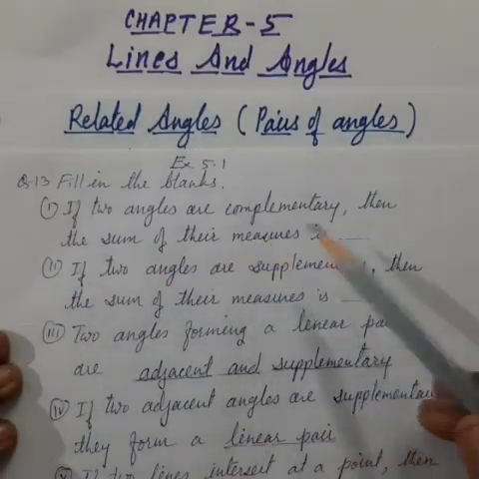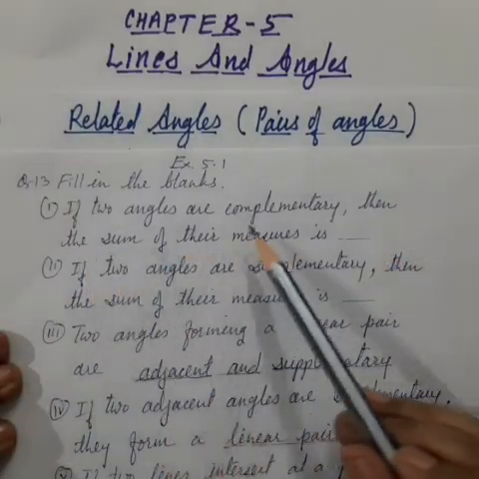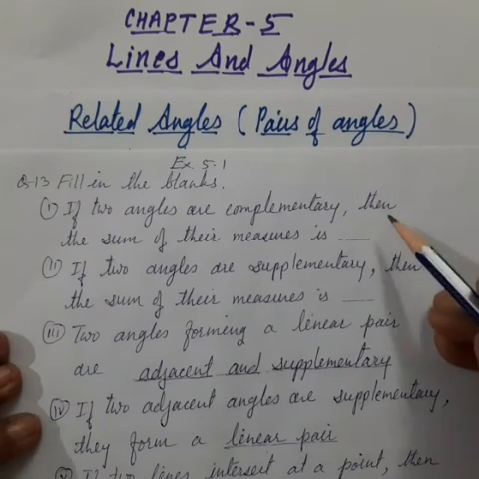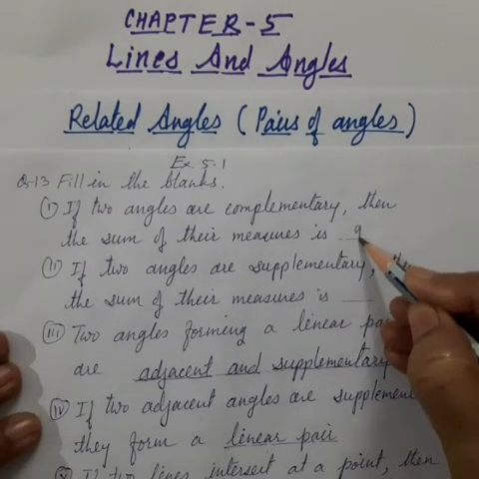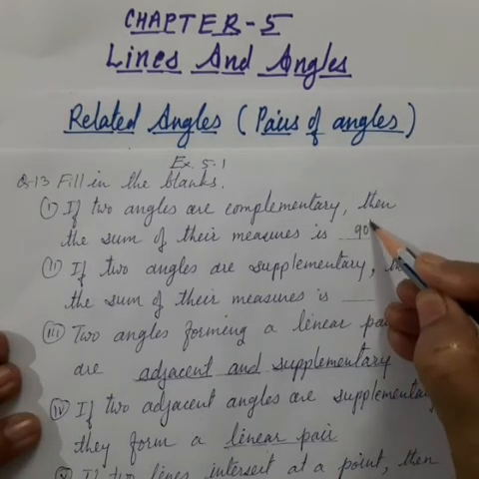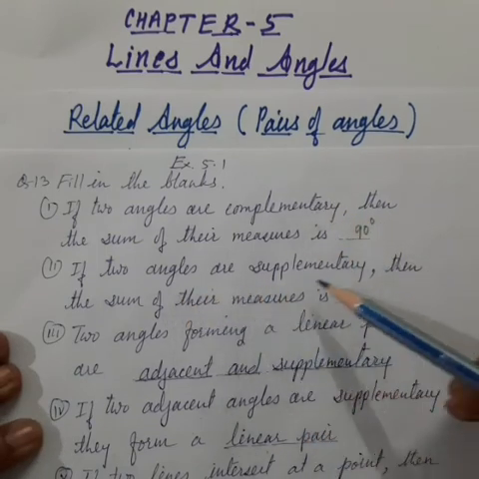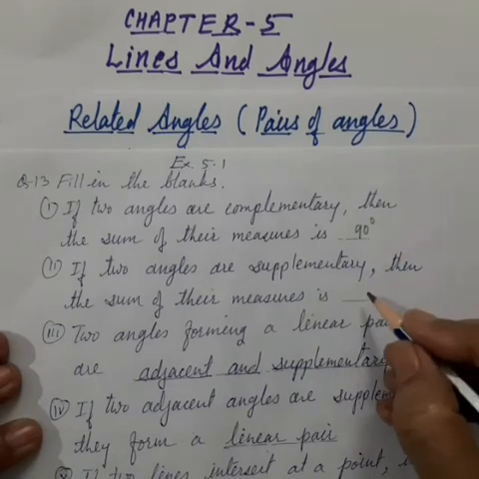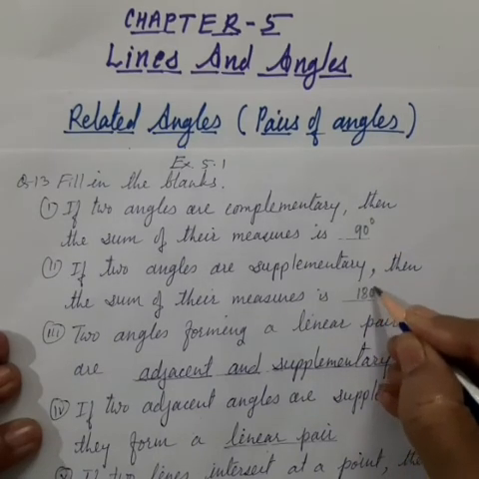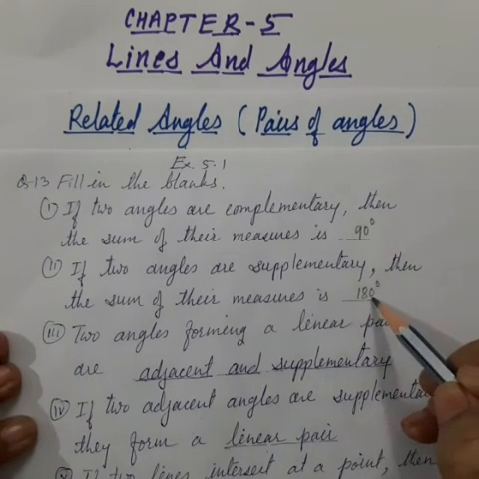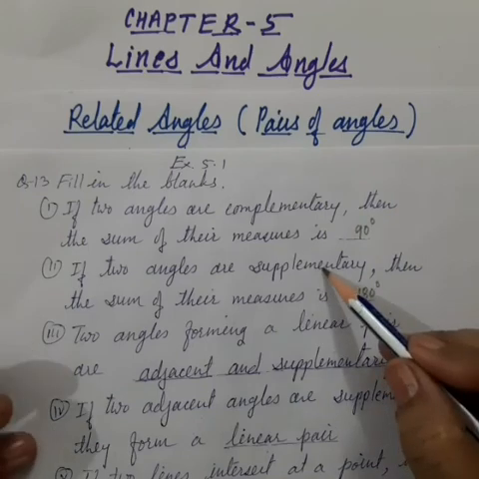Question 13. Fill in the blanks. If two angles are complementary, then the sum of their measures is 90 degrees. When the sum of two angles is 90 degrees, they are complementary. If two angles are supplementary, then the sum of their measures is 180 degrees. If the sum of two angles is 180 degrees, they are supplementary.